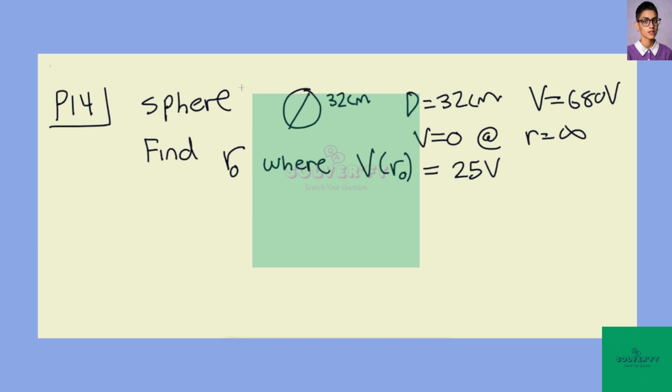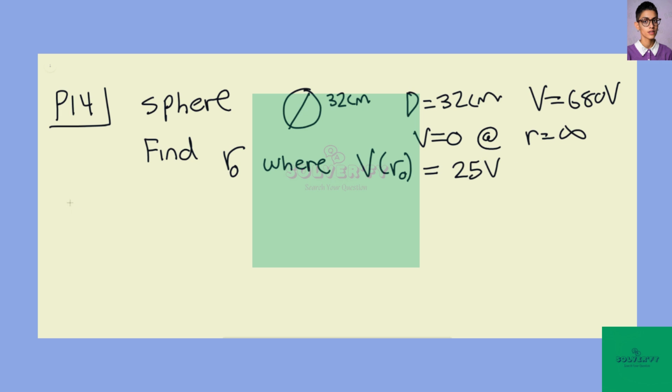In this problem, we have a sphere of diameter 32 centimeters. It's charged up so that it has a voltage of 680 volts on the surface. And we assume that the voltage at some infinite distance away is 0. That's our reference point, or 0 point. And we're asked to find the radius where the resulting voltage, the potential of the sphere, falls off all the way to 25 volts.